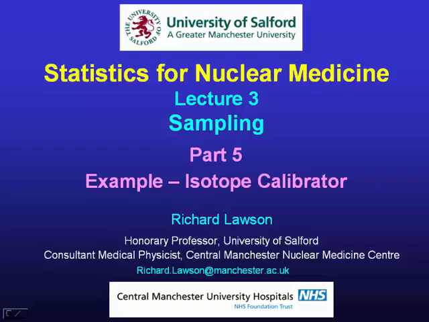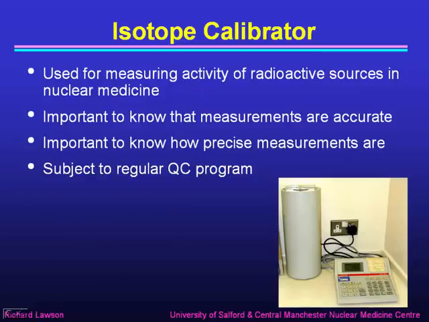In the fifth part of my lecture on sampling, I'm going to be looking at an example of applying measurement errors to the isotope calibrator. The isotope calibrator is used for measuring activity of radioactive sources in nuclear medicine, and so it's important to know that every measurement is accurate, and also important to know how precise measurements are. That's why the calibrator is subject to a regular QC program. And we're going to look at how statistics can be applied to this.